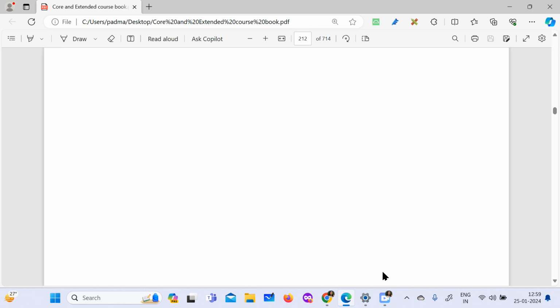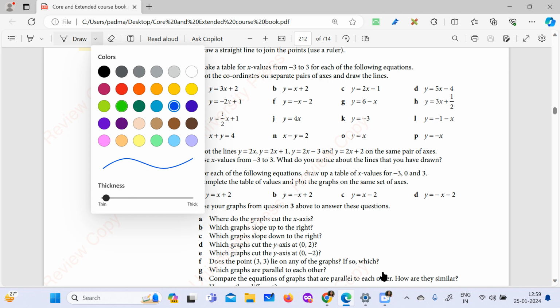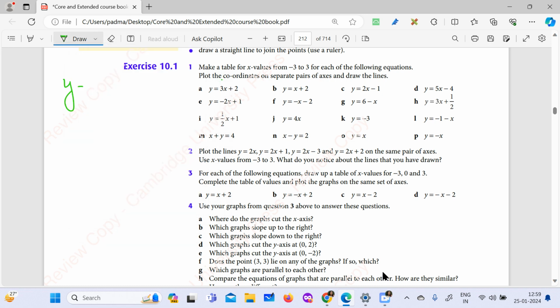Now, when we say y is equal to mx plus c, what does this represent? y is equal to mx plus c represents how the y coordinate of all points on the line is related to the x coordinate. So let's draw the graph for y is equal to 3x plus 2. This one we will draw.